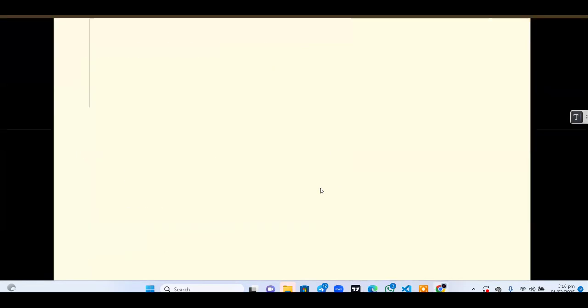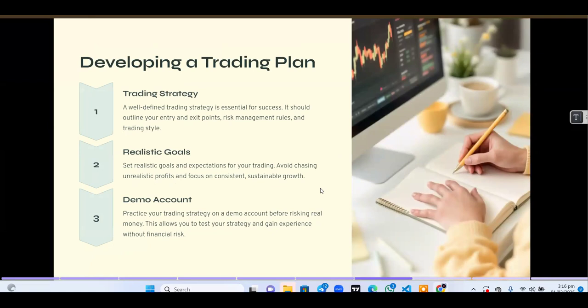Let's proceed. We also have the other important aspect, where as a trader, for you to be successful, apart from understanding these things, it is crucial that you also develop what we call a trading plan. On top of the trading plan, the one that should take the lead is what we call a trading strategy. A well-defined trading strategy is essential for success. It should outline your entry and exit points, risk management rules, and trading style.